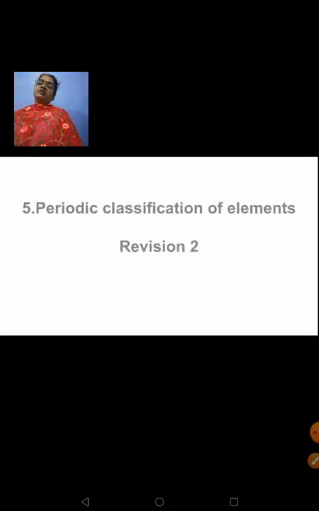Hope you all remember we have started revising chapter number 5, periodic classification of elements. Last week we had started with the revision of this chapter. In the first revision we had done in detail about Dobereiner's triads and Newlands' law of octaves, and then we were doing Mendeleev's periodic table. In today's session I'll first revise the salient features of the modern periodic table, and then we will proceed further to the questions pertaining to Mendeleev's periodic table.